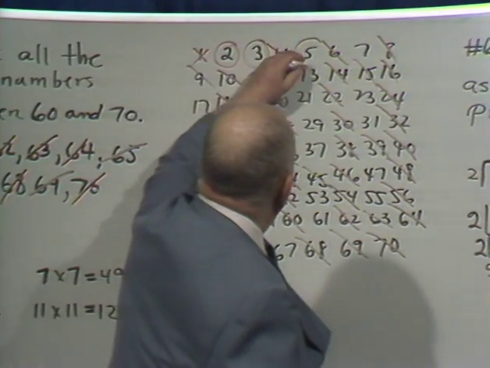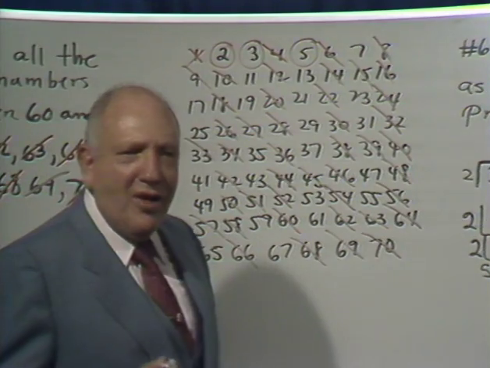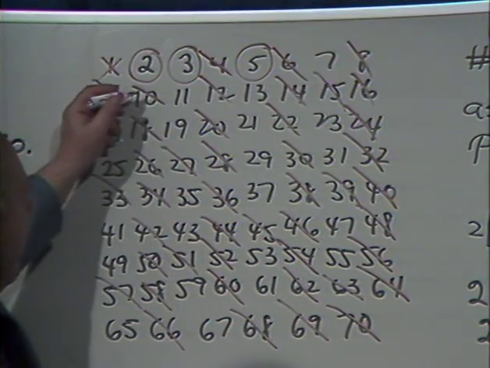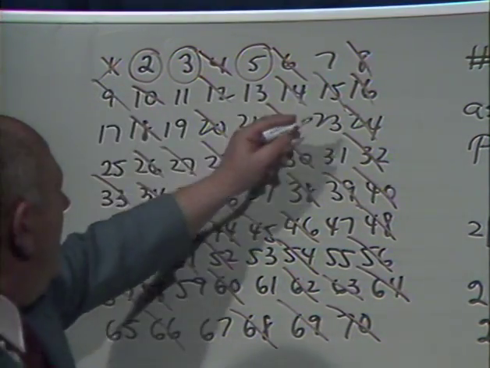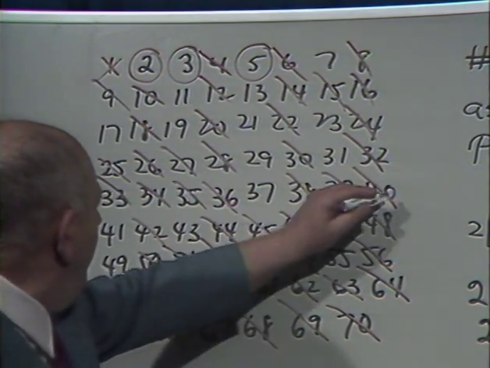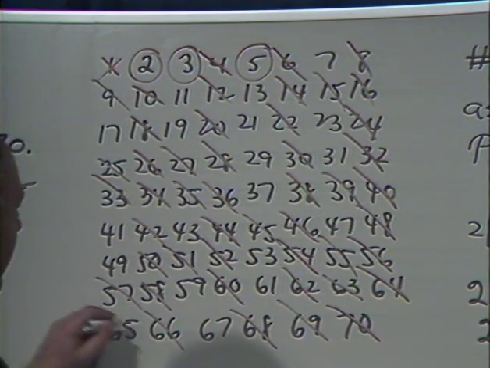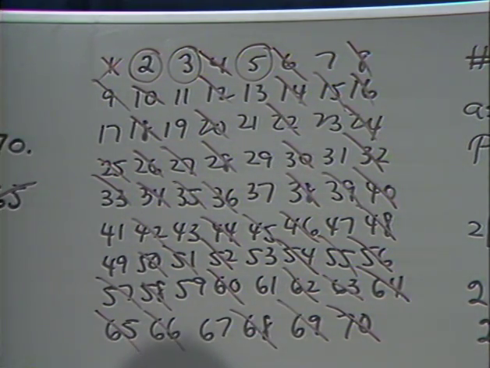The next number I come to is 5. I can now cross out what? All the multiples of 5. That's 10. See, if they're gone, I don't cross them out again. 15, 20, 25, 30, 35, 40, 45, 50, 55, 60, 65, 70.